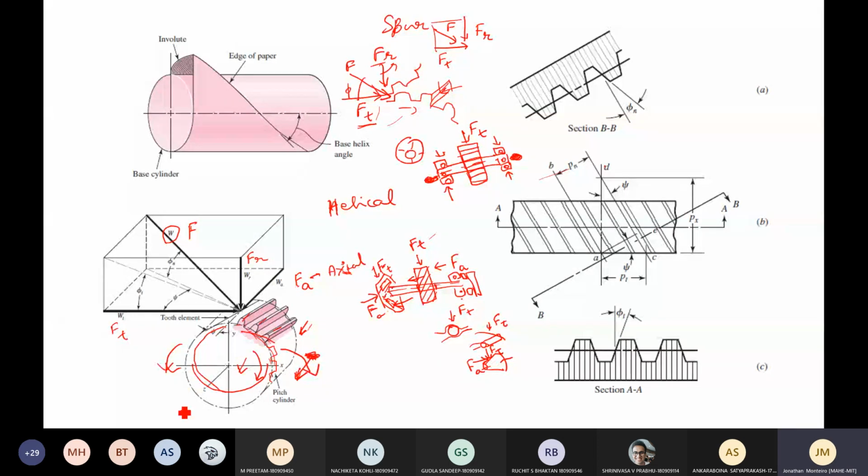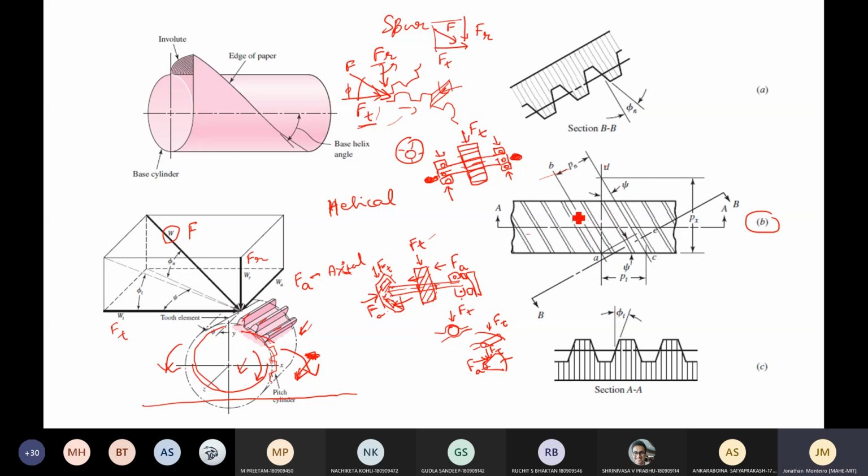It is like you are removing the top section with all the gear teeth, opening up the outer circumference, flattening it out and laying it flat on a surface. How does it look? This is figure B that you can see over here. It looks like this, flat.